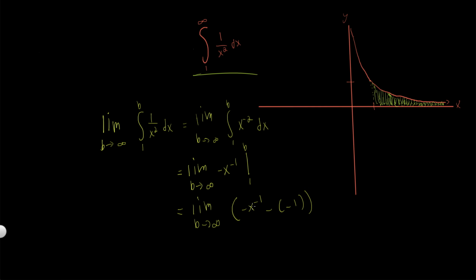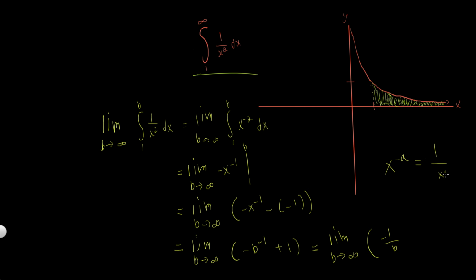Okay, so it seems like now we can substitute b in here, so let me rewrite this. Actually, we should have done it in the previous step, but we'll do it right here. So the limit as b goes to infinity of negative b to the negative 1 plus 1, right? Because negative and then a negative right here. Okay, so now this is just a regular limit problem, right? After we evaluate the integral at the bounds, we just treat this as a regular limit problem. So as b goes to infinity, let's think about what happens. I'm going to rewrite this: the limit as b goes to infinity of negative b to the negative 1 is just negative 1 over b, right? Because x to the negative a is equal to 1 over x to the a. So this is negative 1 over b plus 1.